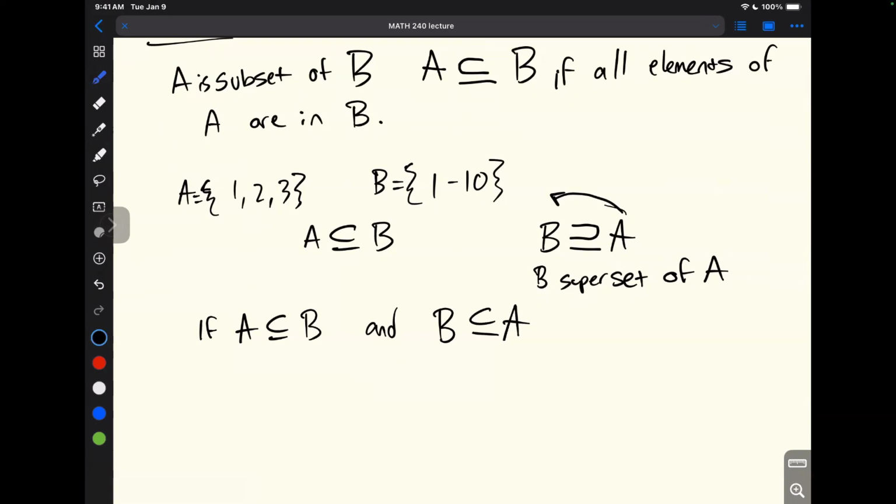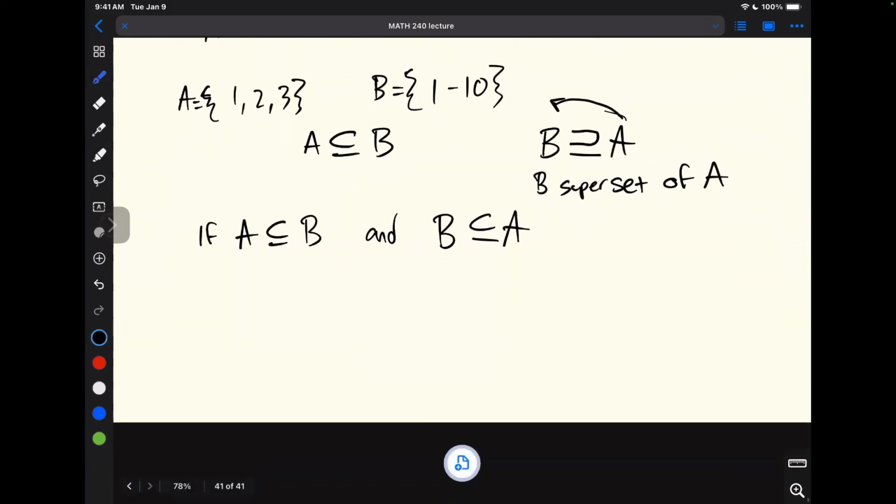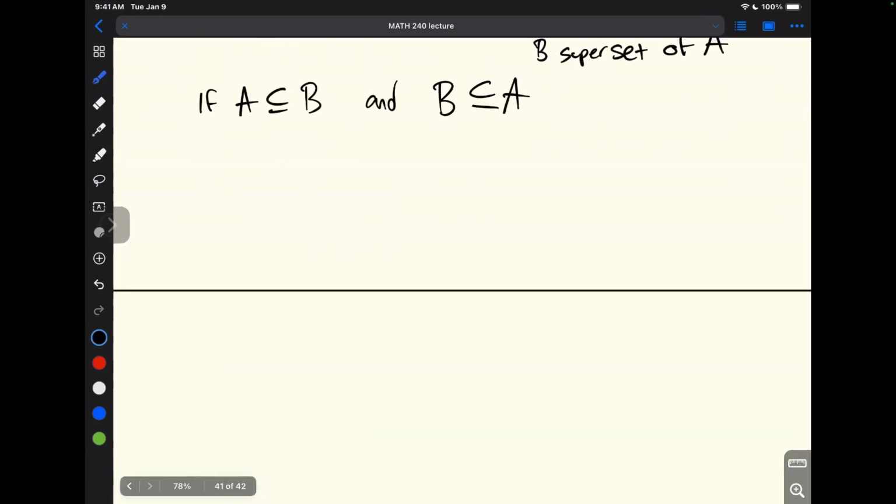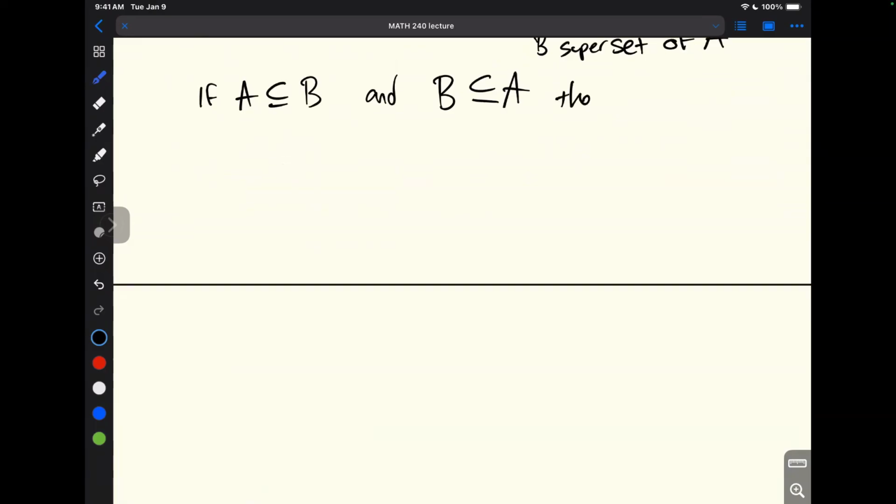What happens if A is a subset of B and B is a subset of A? Yeah, the same set. So all the things in A are in B. All the things in B are in A. That means they've got to be the same. So they've got to have all the same elements. So then we say A equals B. And that's fairly self-explanatory.